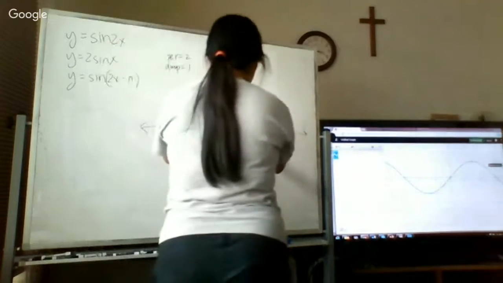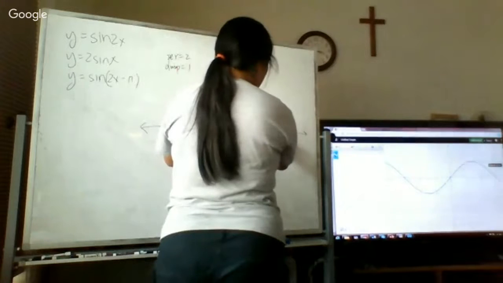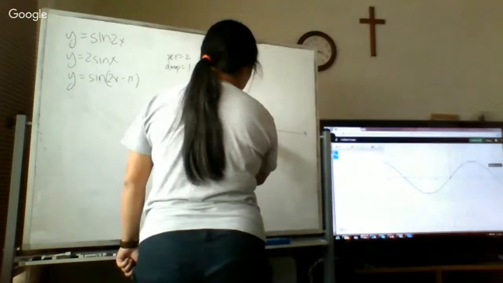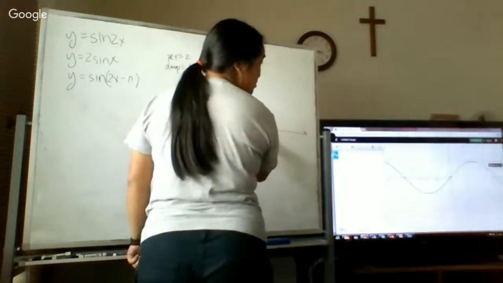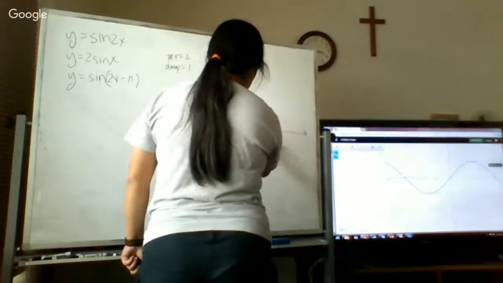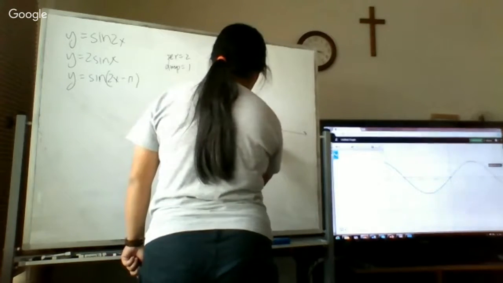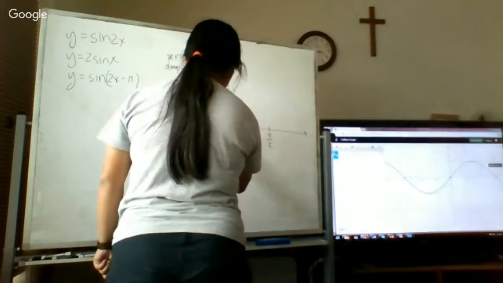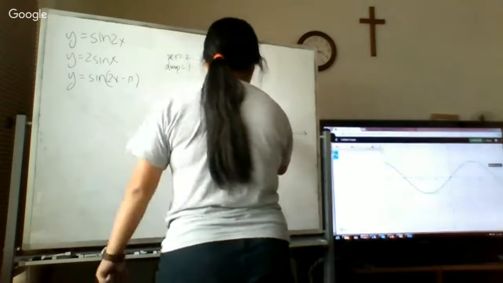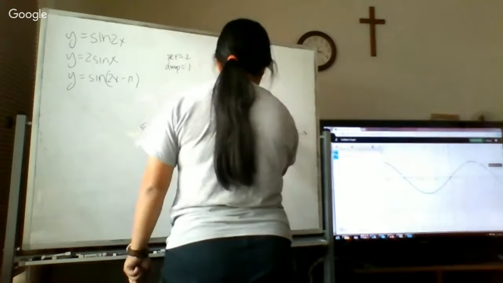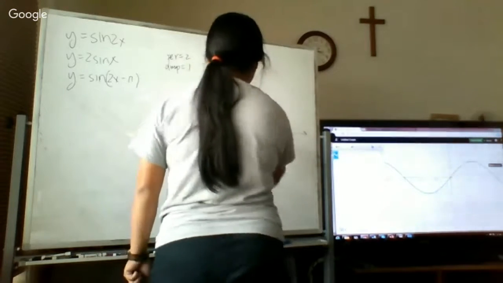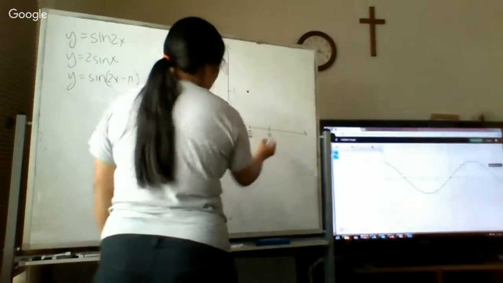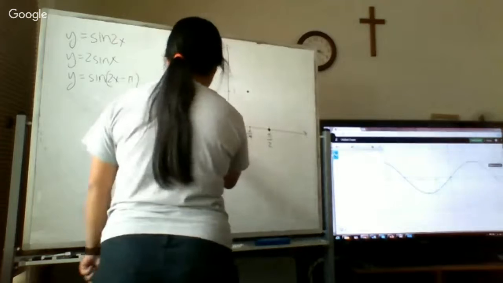And then halfway between this middle point and the end of the cycle, what's pi over 2 divided by 2? Pi over 4. That's going to be pi over 4. Okay, and then this one is going to be negative pi over 4. So we know that there is going to be a maximum at pi over 4 and a minimum at negative pi over 4, and then it's going to come back here at these 2 points.